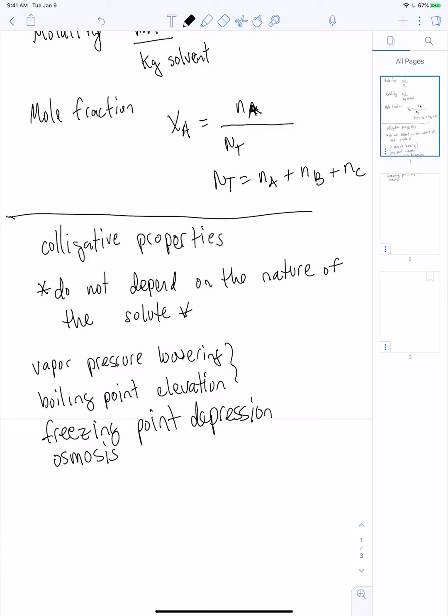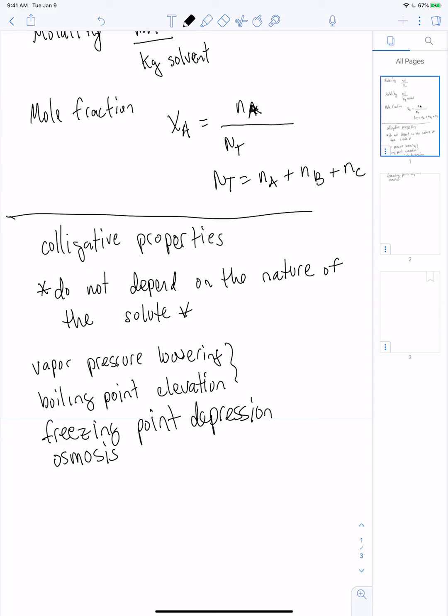Normally water will freeze when it hits 0 degrees Celsius, but if you put salt into the water, you take the freezing point and you depress it, so now it freezes at a lower temperature. So salt water, depending on the concentration of salt, can have a much lower freezing point than pure water.